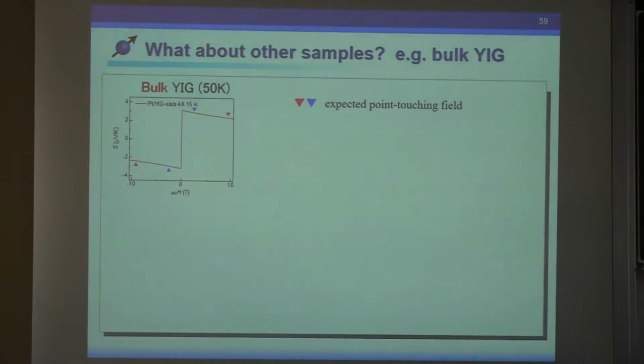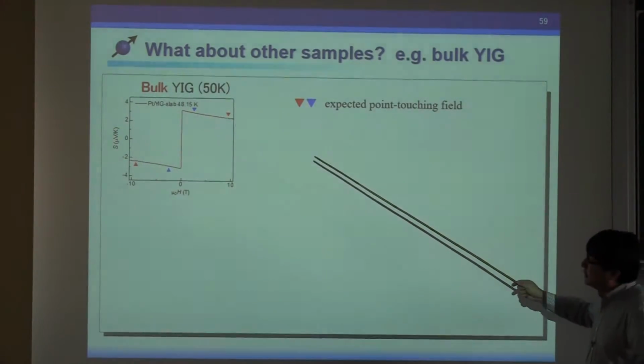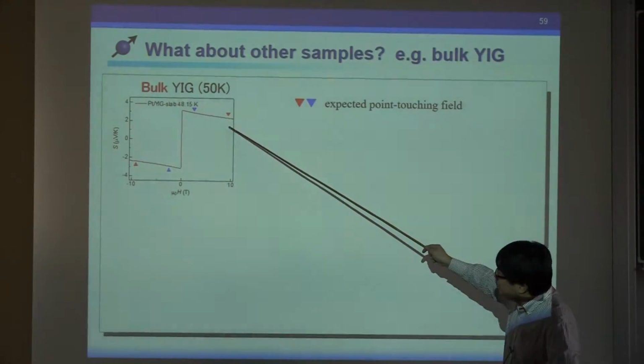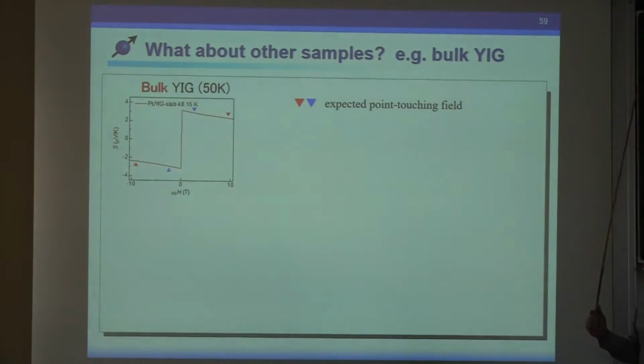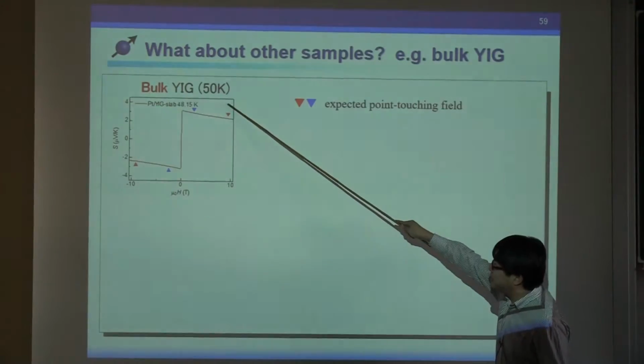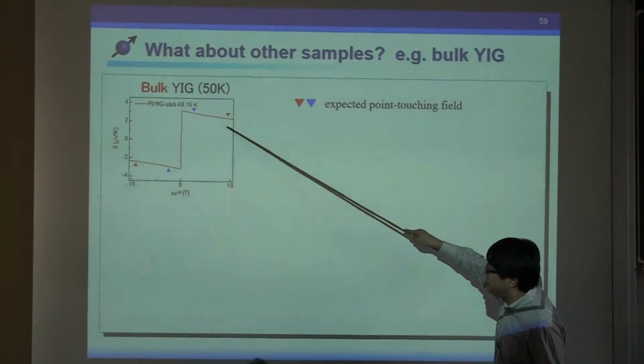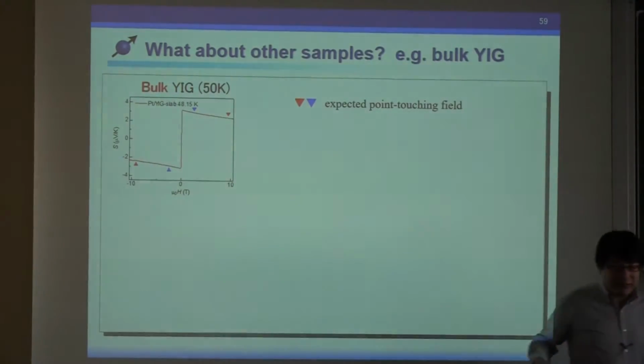So, by the way, what about other samples like the bulk one? This is the bulk spin Seebeck effect which I showed you. Can you see any peaks here? It looks like there are no peaks. I thought so too. But looking over the data again, we can see some peaks here and here. Can you see them?